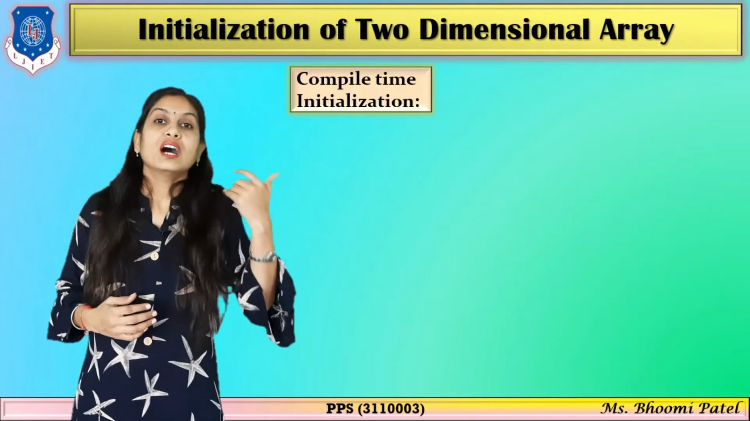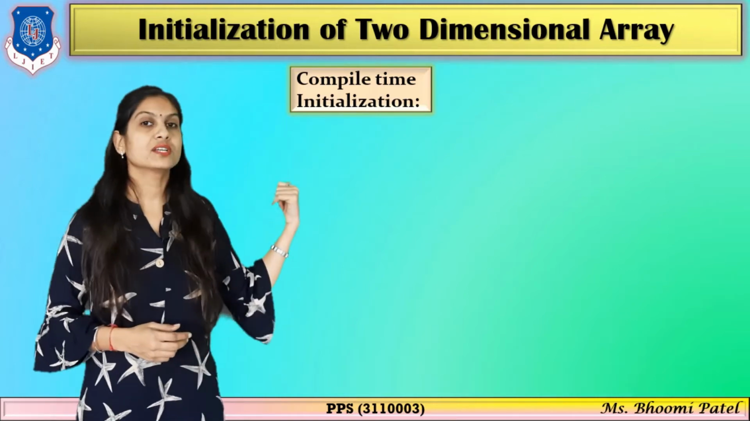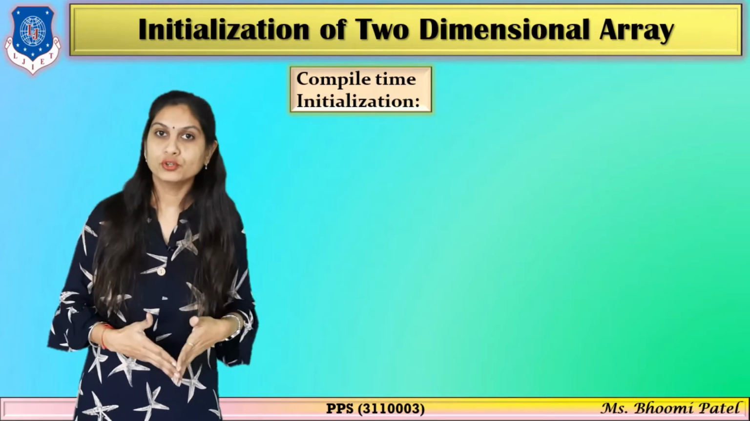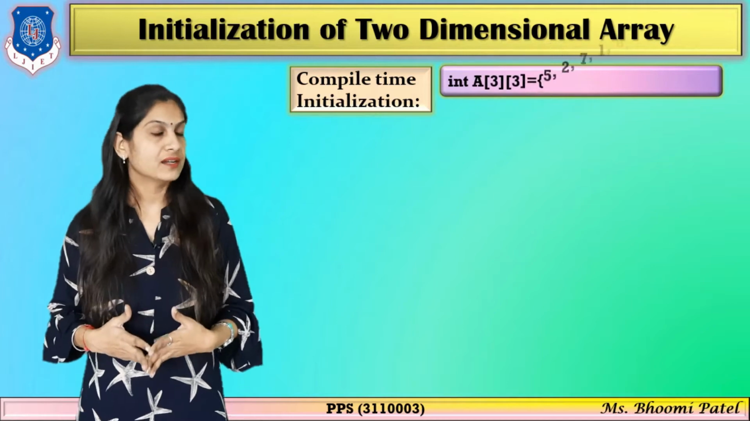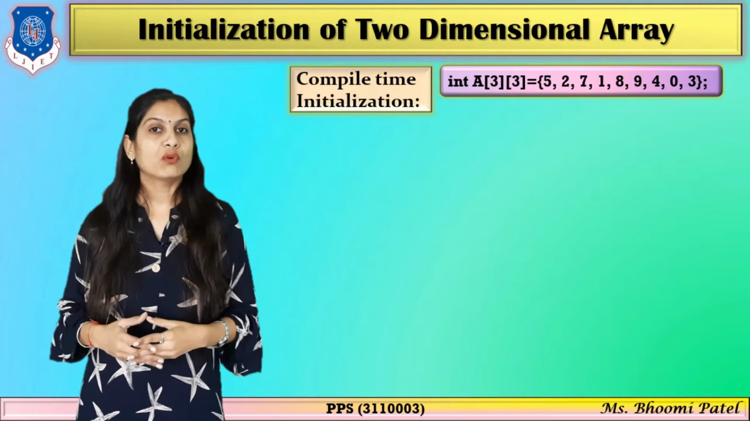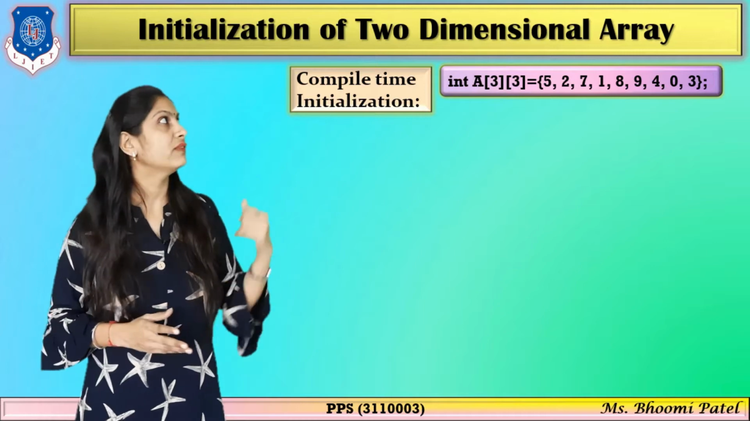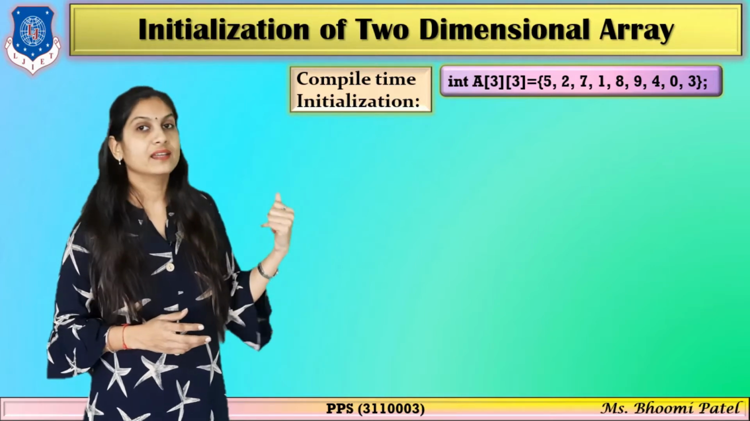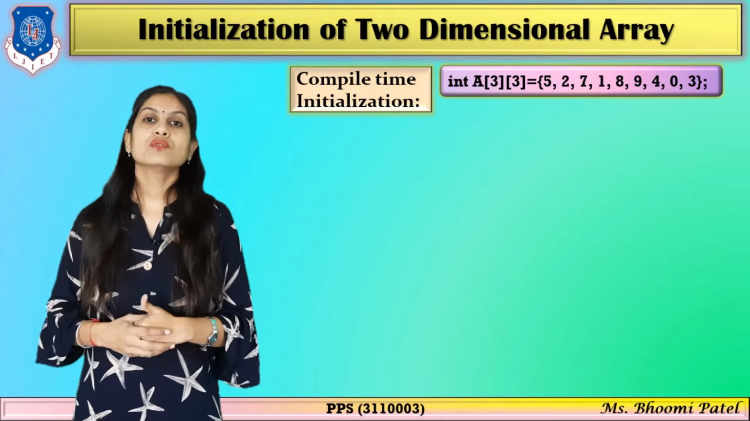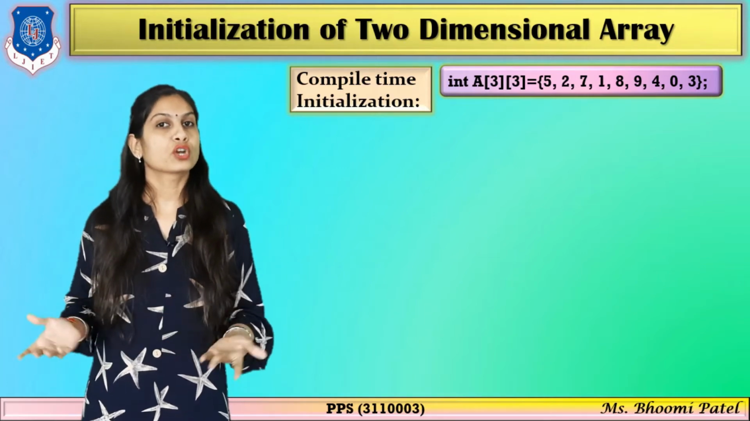Here the initialization is there. For that we have to assign the values, and it has two types: compile time initialization and runtime initialization. Compile time means we have to put fixed values, so a total of 9 elements we have to write. Let's see: integer A of 3 by 3 equals, different 9 values, like 5 2 7, then 1 8 9 and 4 0 3. Total 9 elements we can store. Suppose you want to store only 6 data, then your matrix size will change, that is 2 cross 3.